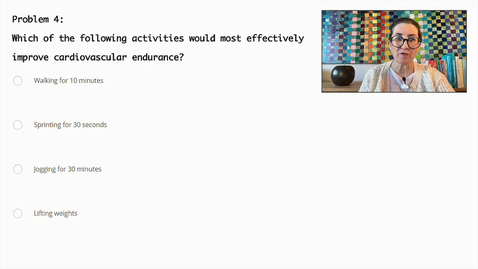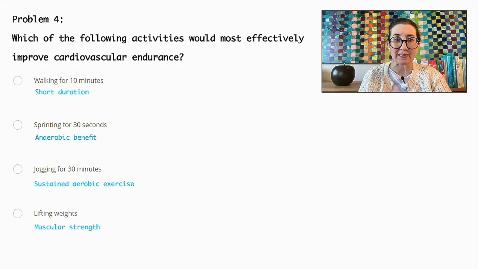To improve cardiovascular endurance, choose activities that provide sustained aerobic exercise. Walking for 10 minutes benefits general health, but is too brief for significant impact. Sprinting for 30 seconds boosts anaerobic capacity, but is also too short. Lifting weights builds muscular strength, not cardiovascular fitness. Jogging for 30 minutes is the most effective, offering prolonged, moderate intensity exercise that strengthens the heart and lungs.